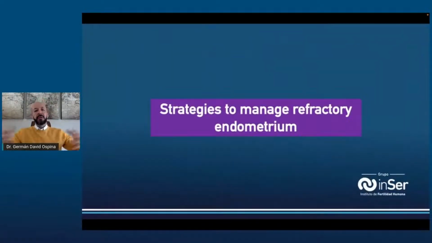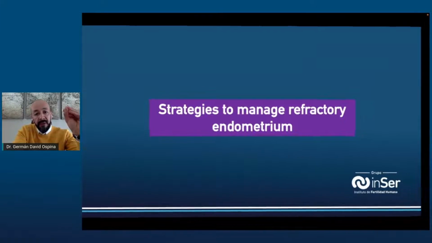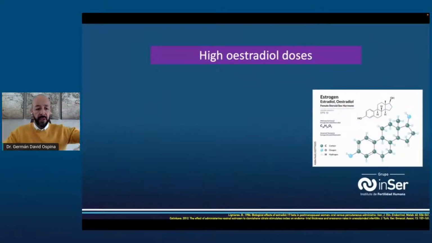Okay, what are the strategies to manage the refractory endometrium? There are a lot of interventions and a lot of medications, and I will try to give you a summary about the medical evidence in this type of intervention. Okay, what is the first one?